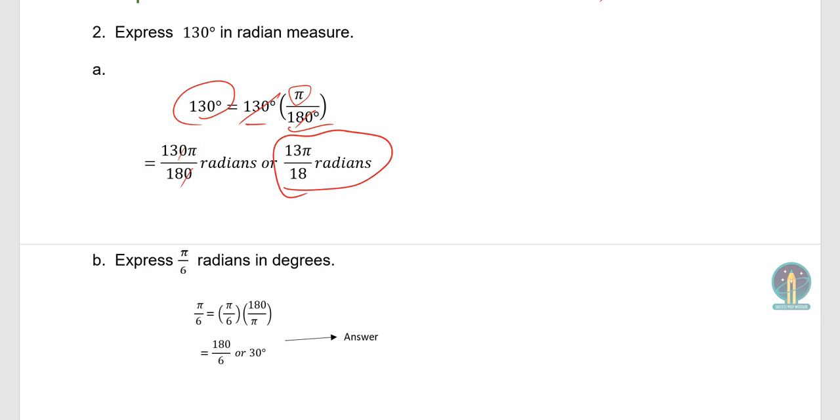Okay? Express pi over 6 radians in degrees. So again, since we have radians and we want to end up with degrees, we have pi over 6 times 180 degrees over pi radians. So we keep the radians in the denominator of the conversion term, which is here, 180 degrees over pi. Again, because we want the radians to cancel with the radians and end up with degrees. So the pi cancels with pi, and we end up with 180 over 6, which is 30 degrees. Okay.